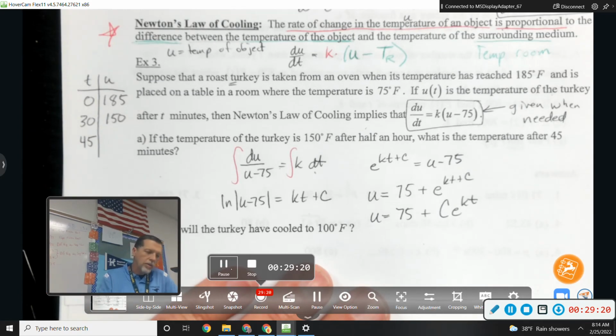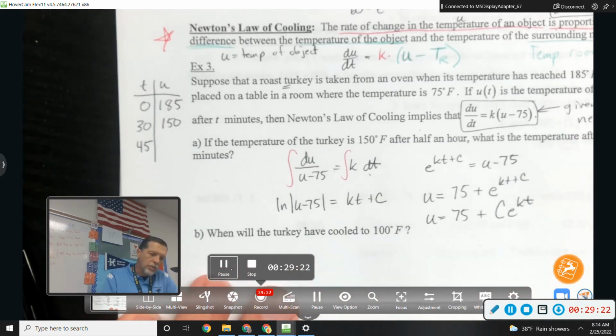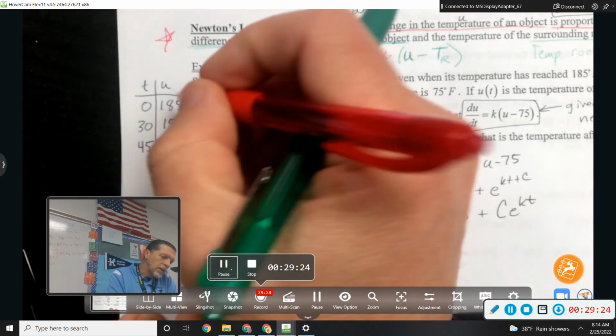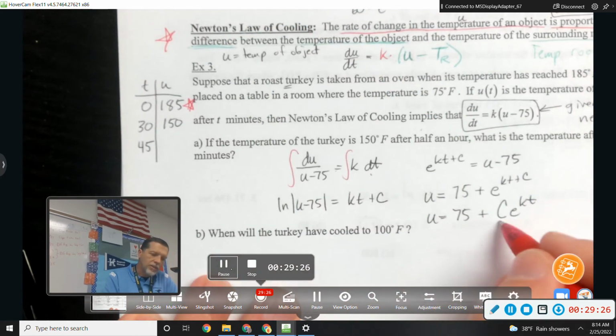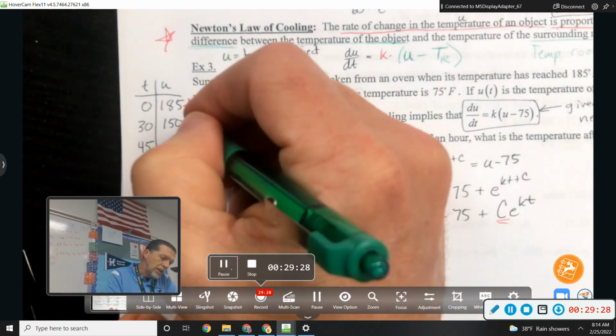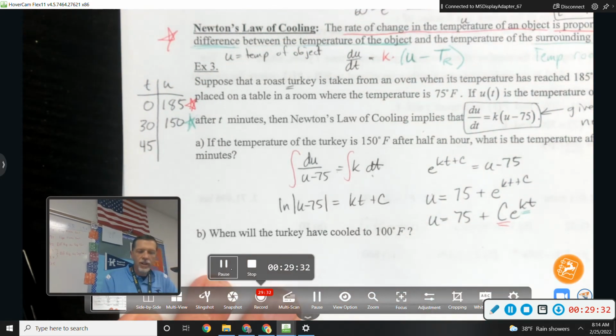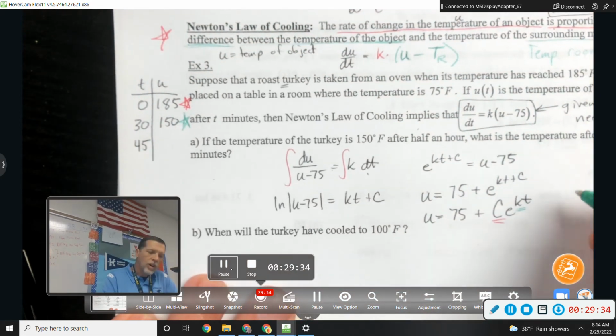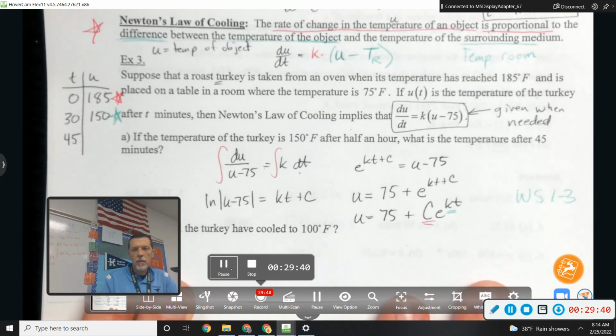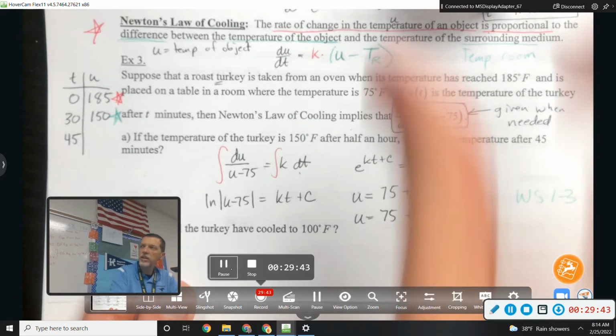And we're out of time, but I think we're to the point where you can still plug in the 0. That'll tell you what c is. And then you'll plug in the next one, and that'll tell you what k is, and then you can answer the question. So assignment today is try to finish this example, and then do 1 through 3 on the back. So 3.5 problems for homework over the weekend.